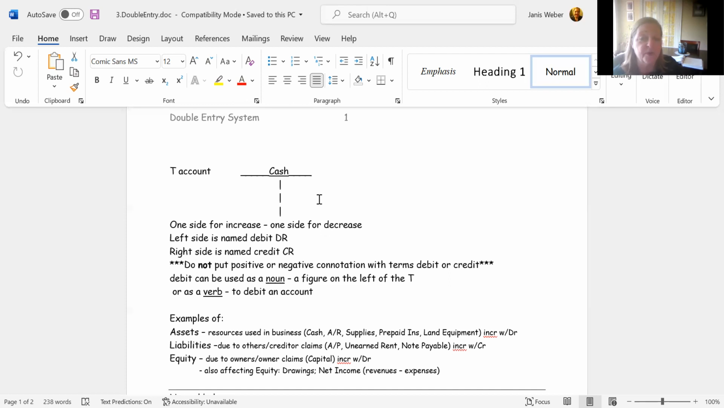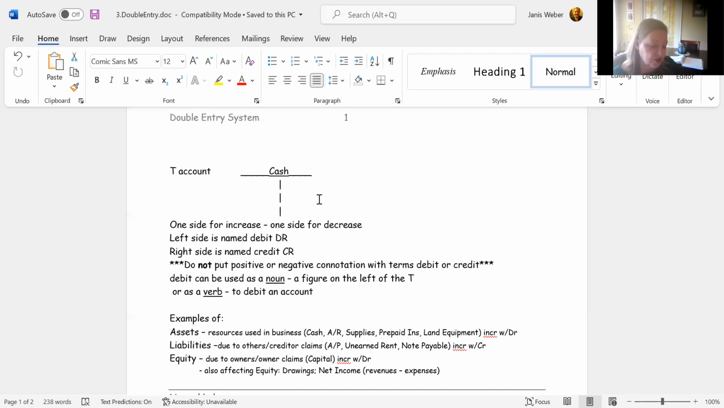Or I could say it is a debit. When you're looking at the T account and you see an entry on the left side, you'll know it's a debit to the account. Not just that it is being debited, but that it is a debit in the account. Okay, so that's using it as a noun, right?